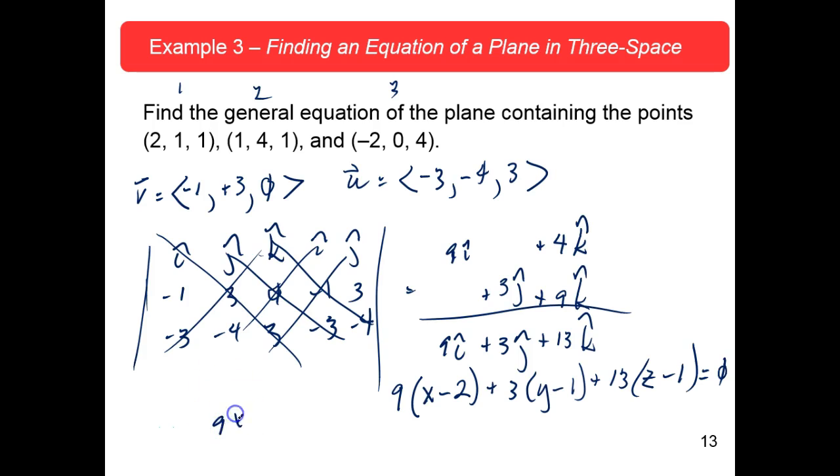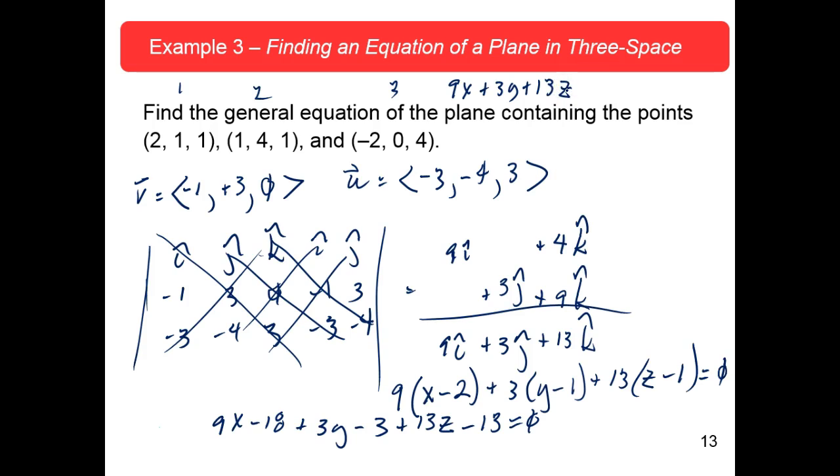So that'd be 9x minus 18, right? Distribute. And what would that give you? Plus 3y minus 3 plus 13z minus 13 equals 0. Okay? Now, I don't have enough room to write at the bottom, so I'm going up to the top. That would be 9x plus 3y plus 13z.